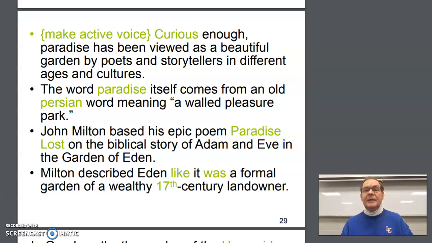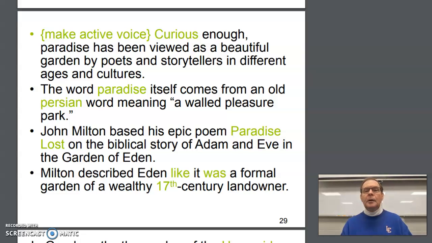Curious enough, that should be an adverb, curiously enough. Paradise has been viewed as a beautiful garden by poets and storytellers in different ages and cultures. So to make it active, we say who did what. Curiously enough, comma, poets and storytellers in different ages and cultures have viewed paradise as a beautiful garden. The word paradise itself comes from an old Persian word meaning a walled pleasure park. Capitalized Persian as a proper adjective.